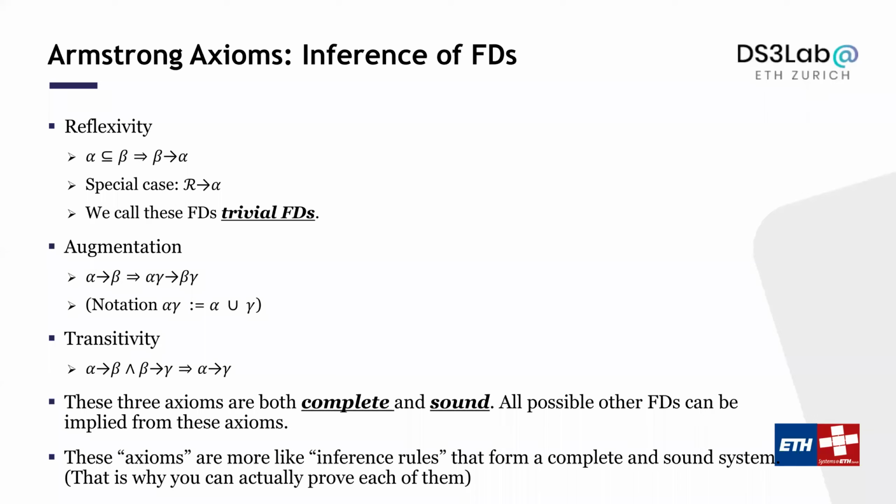By sound, we mean that if you follow these three different rules, you will always get a functional dependency that is actually correct. On the other hand, by being complete, we mean that all the functional dependencies that are correct can be derived from applying these three different rules again and again. So this is just a quick refresh of our memory about functional dependency.